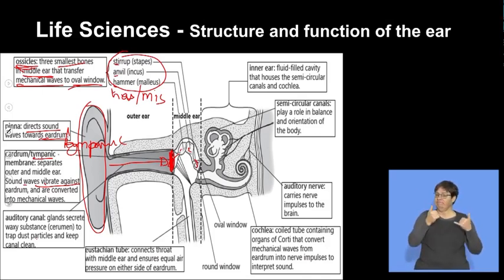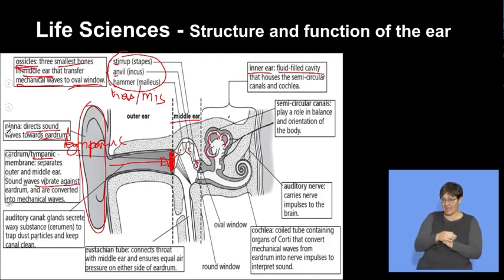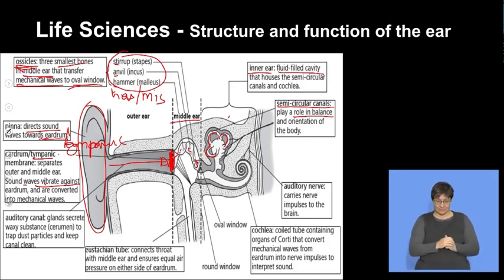Then we move to the inner ear. The middle ear we already talked about when we talked about the ossicles. The middle ear is filled with fluid. Here we've got the semicircular canals, these horn-like structures, which play a part in balance, the other function of the ear, and the orientation of the body.